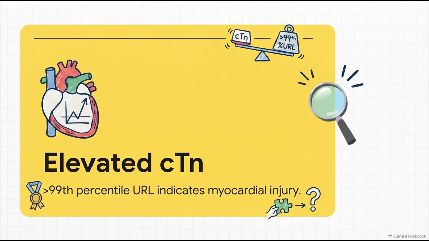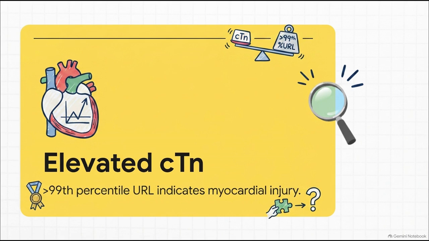So first things first, we've got to establish our baseline. How do we even know an injury is happening? Honestly, it just comes down to the math. Any cardiac troponin value that spikes over the 99th percentile upper reference limit, the URL, is our very first major clue that myocardial injury has occurred. That greater than 99th percentile threshold is our universal gold standard. If it crosses that line, boom, injury is present.